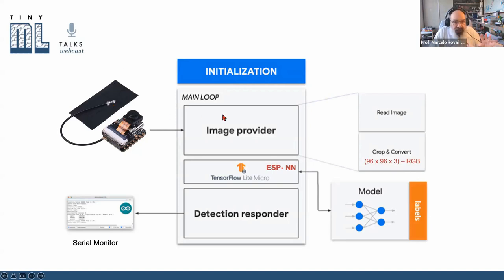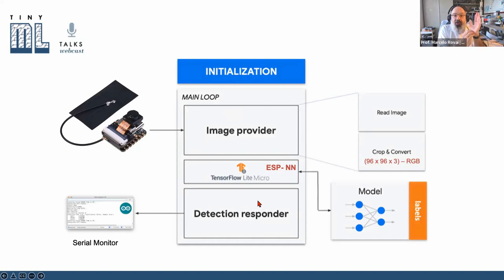So you capture the image from the camera. Usually the camera will give a bigger image. For example, if it was VGA, it's 640 by 480. I should read this image with a library for reading the buffer of the camera. And we need to crop and convert, if necessary, the image. Okay, so it's doing this part of the code.